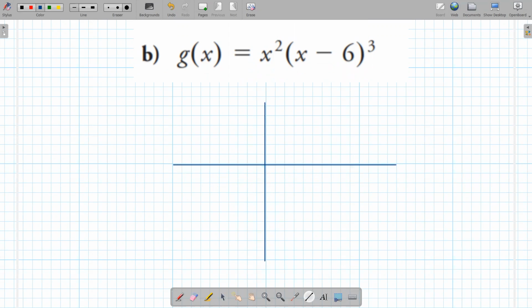So it's a degree 5. It's called quintic. So where are the x-intercepts? X minus 6, so at 6 there's an x-intercept, right? 1, 2, 3, 4, 5, 6, right there. There's an x-intercept. Where else?